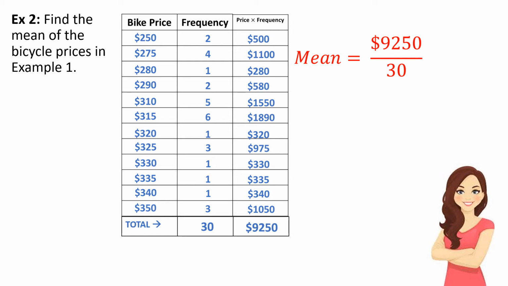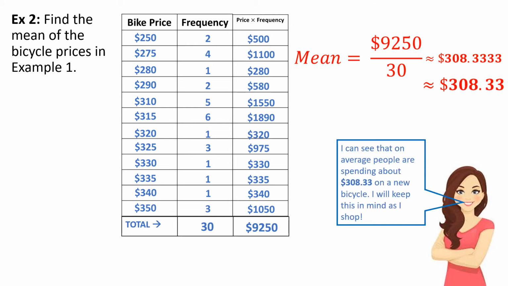Using my calculator, I can see that this means on average, it's $308.333. But this is money, so I'm going to round to the nearest cent. So that is $308.33. I can see that on average, people are spending about $308.33 on a new bicycle. I will keep this in mind as I shop.